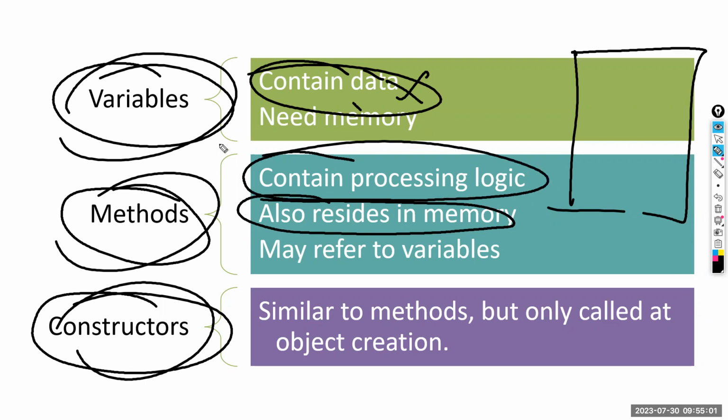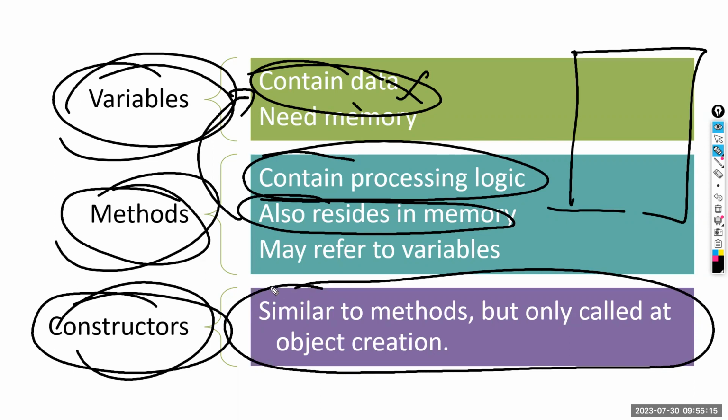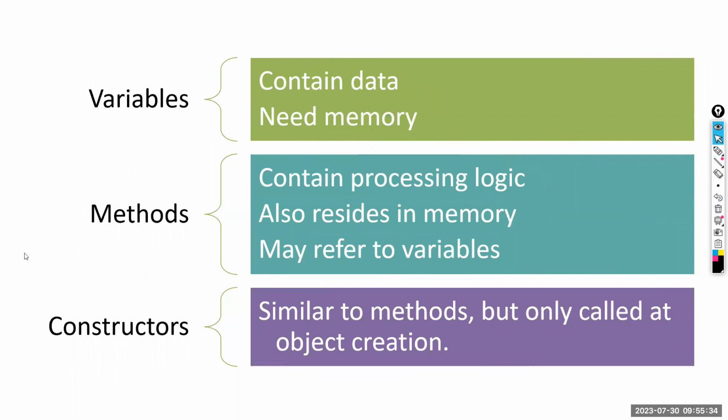So when a method is called, that means we are doing some processing. Okay. And these methods may refer to the variables. And of course, the constructor is called when the object is created. It's like a method, but it is called only once when the object is created. So you can't call the constructor anymore. Once the object is created and the constructor called, then it's no longer called. If you don't have a constructor, that is fine. Then it is not getting called.